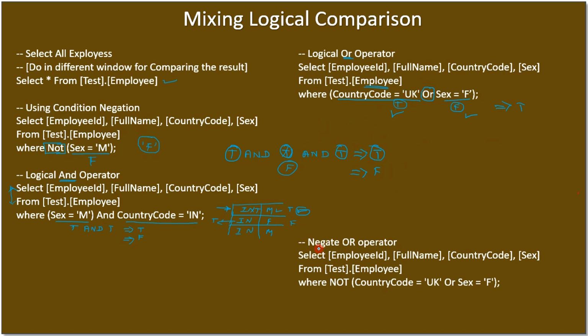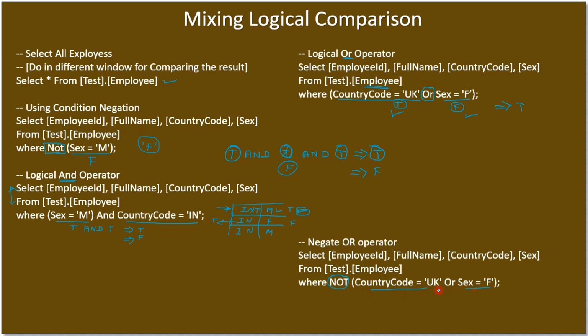So just move to the next query. The OR condition, right? Here it is the negation of OR. That means country code should be UK or sex should be female. When you apply not here, the not is used in conjunction with the 2 conditions. So here what we are stating is the country code should not be UK, sex should not be female. Not here we are specifying.